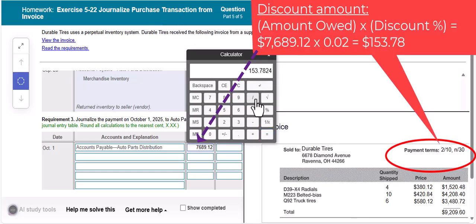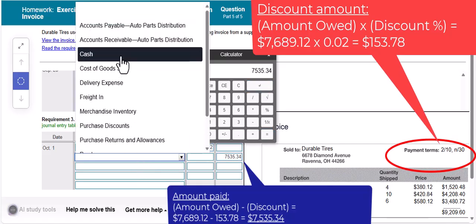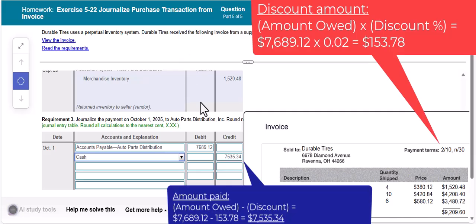So then in order to see how much cash we paid, we have to take what we owe for accounts payable less this discount. So what we're going to do then is clear this out, take $7,689.12, subtract out the $153.78 discount, and that's going to mean we are paying cash of $7,535.34. So then our cash is going which way? It is going down since we are paying this. So we are crediting cash for $7,535.34.